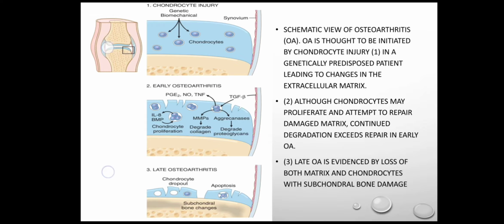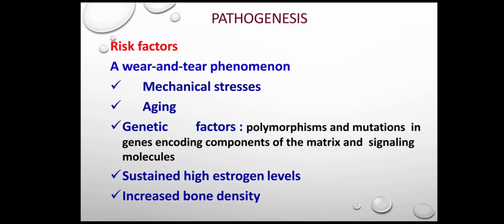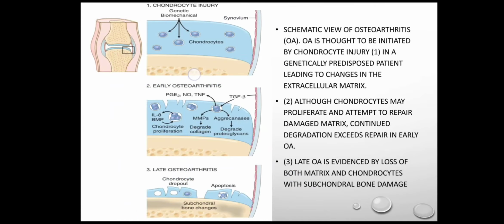So what happens basically here? There will be initial chondrocytic injury because of the biochemical and genetic factors. What are the genetic factors? There will be polymorphism and mutations in genes encoding components of the matrix of the cartilage and signaling molecules. So there is an articular cartilage here with the end of the bone, and there is a synovium here.